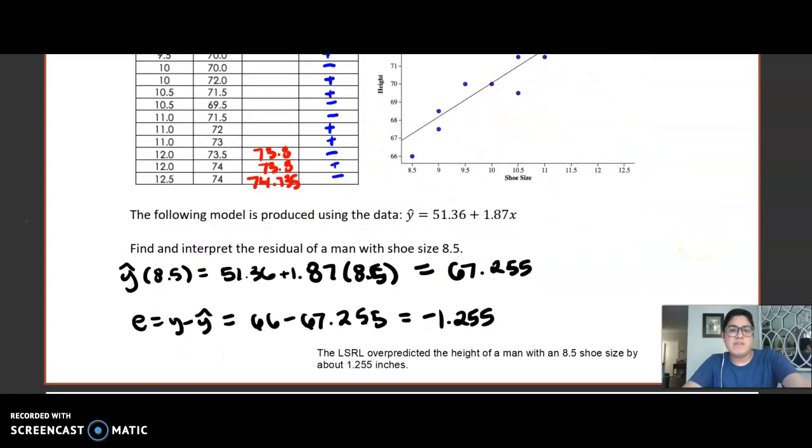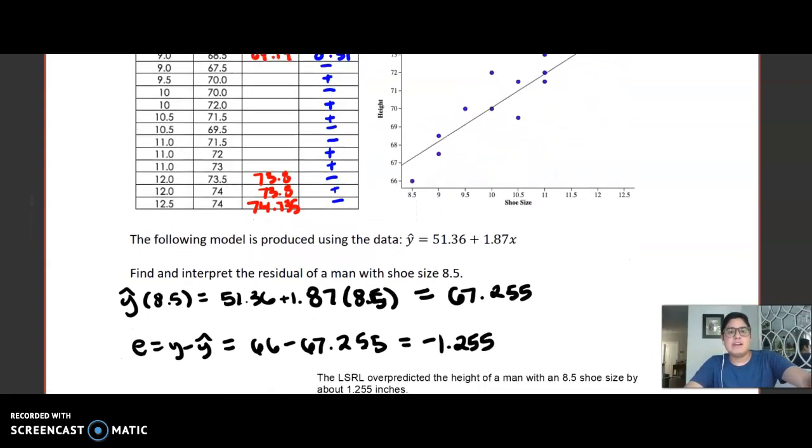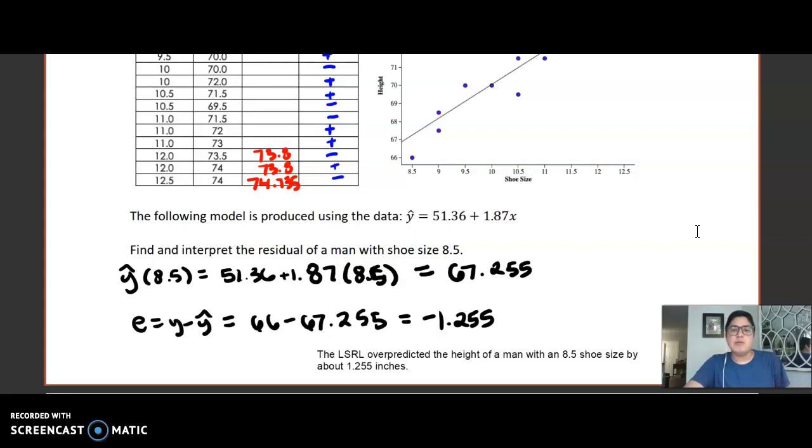Next up, we were asked to find the residual for a man with a shoe size of 8.5. From my chart here, 8.5 had an actual height of 66, predicted height of 67.255. I see that I get a residual of negative 1.255. That negative tells me that it was an over prediction. As we can see here, the prediction is greater than the actual. So the LSRL over predicted the height of a man with an 8.5 shoe size by about 1.255 inches. Even if you don't memorize or understand the interpretation off the top of your head, all we're doing is just describing what that value tells us. That value tells us that our model over predicted by this many inches, this many units, etc.